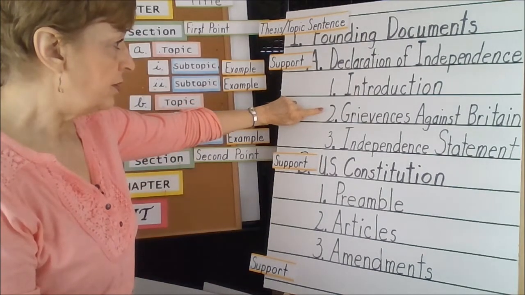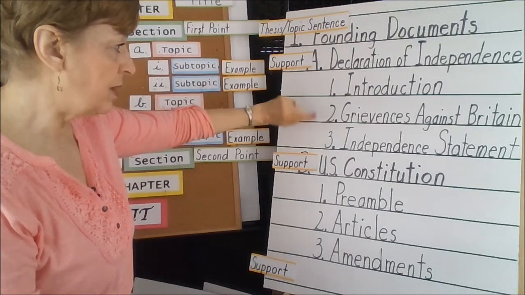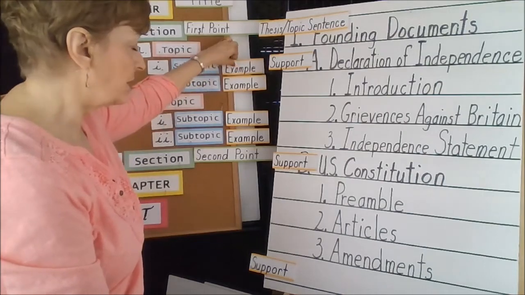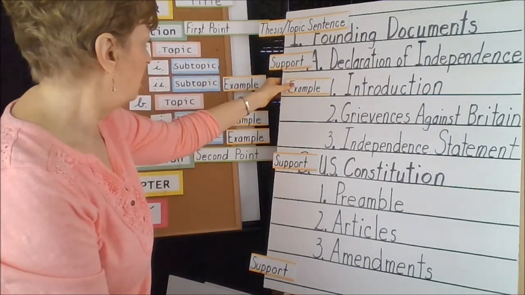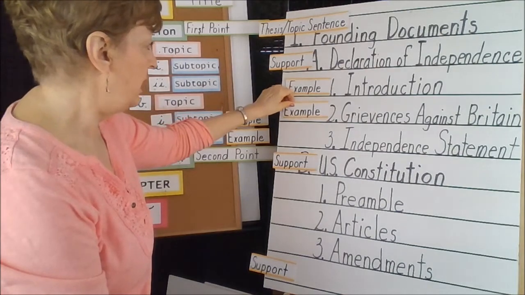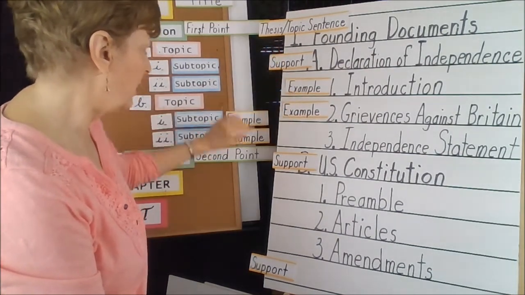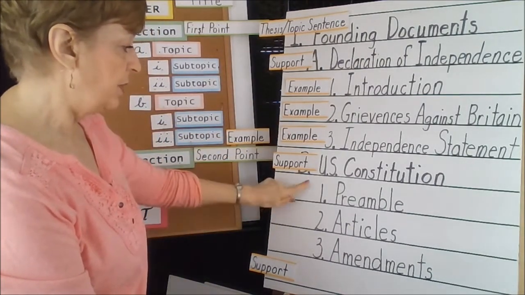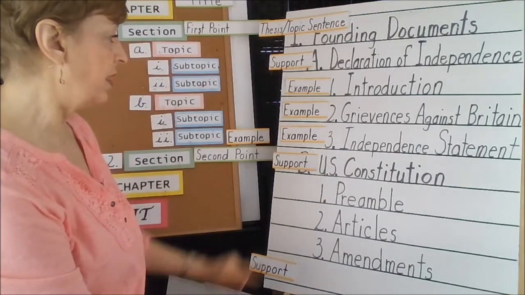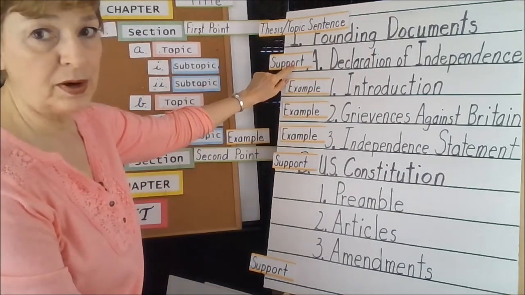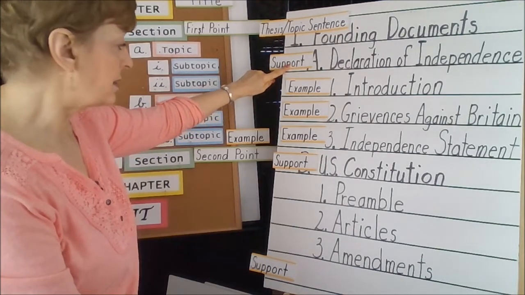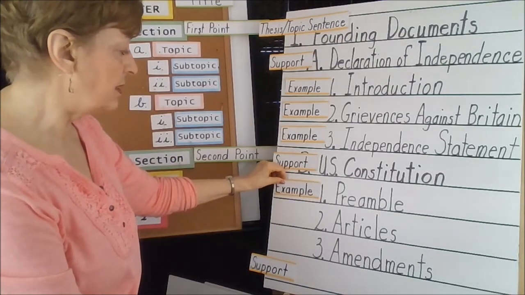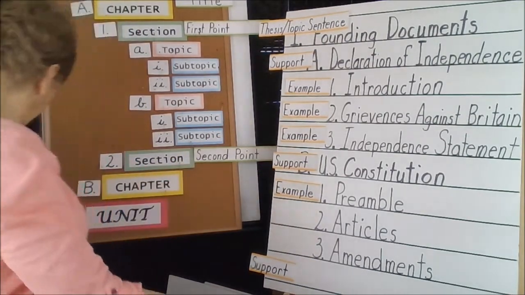The intro to the Declaration of Independence, the grievances, and the independence statement itself were examples. Could be support, the details to support the support clue. And preamble, articles, and amendments, the same thing. So these three would be supports for the topic sentence. Here would be our next topic sentence, the U.S. Constitution, and we would then have examples for those.